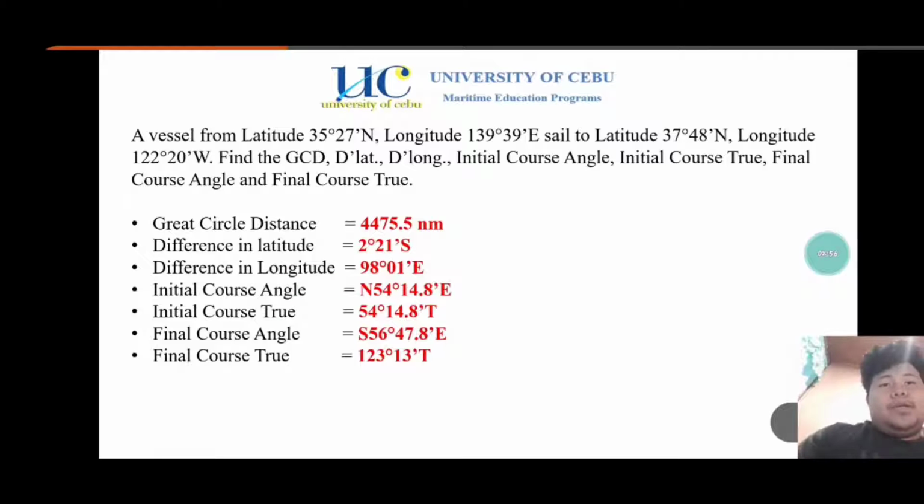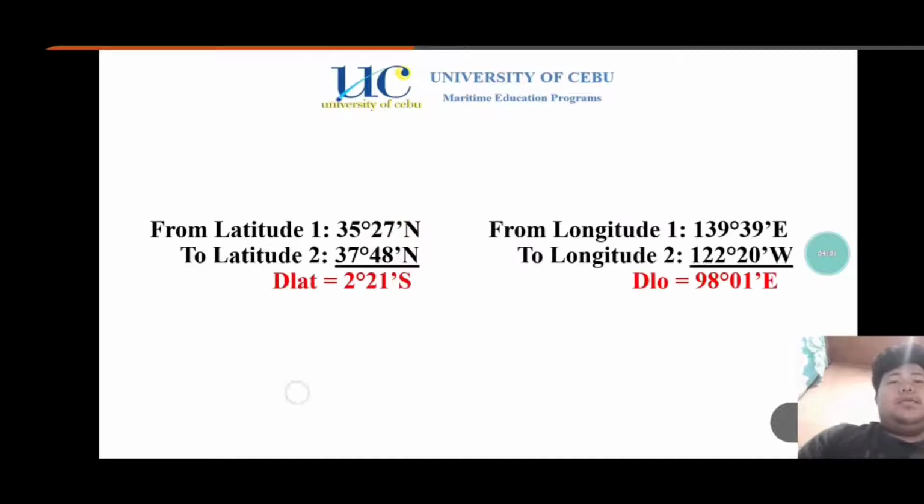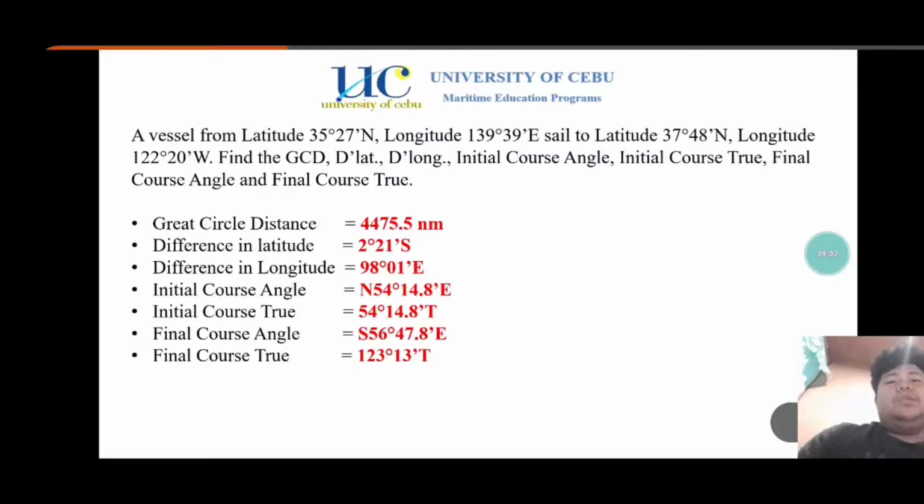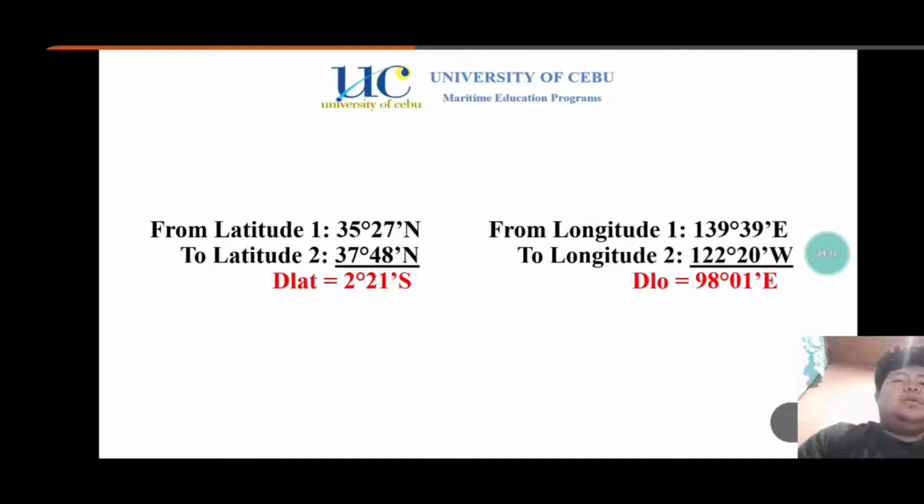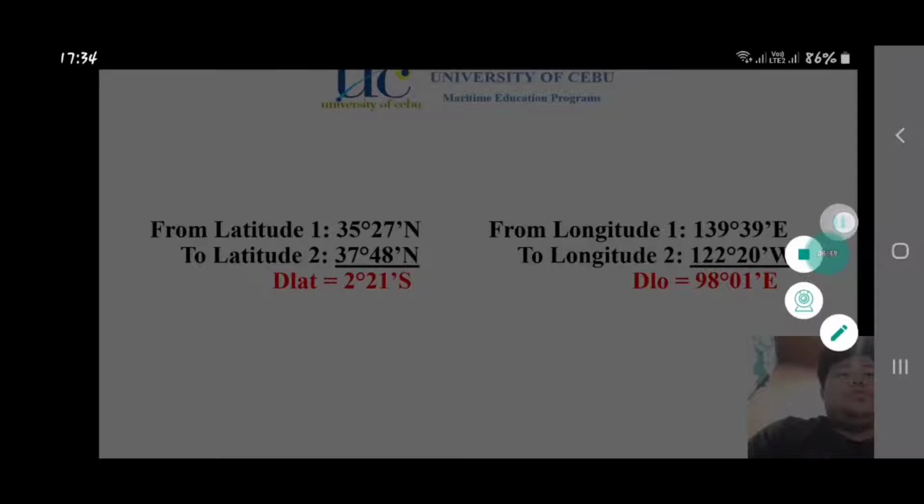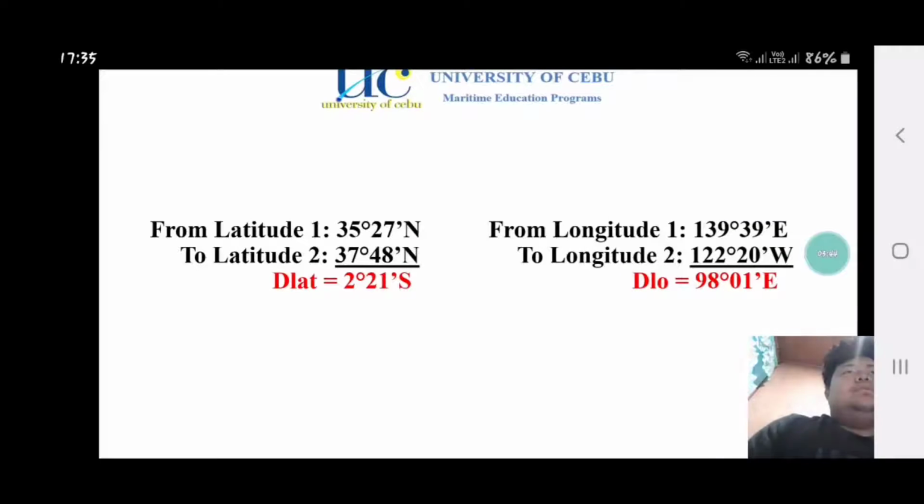So longitude 1 is 139 degrees and 39 minutes east, and longitude 2 is 122 degrees and 20 minutes west. In the rules of finding DLO, same as finding DLAT, if the names are the same we need to subtract, and if they are of different names, we add. So here is 139 degrees and 39 minutes east and 122 degrees 20 minutes west. They have different names, so we need to add them.